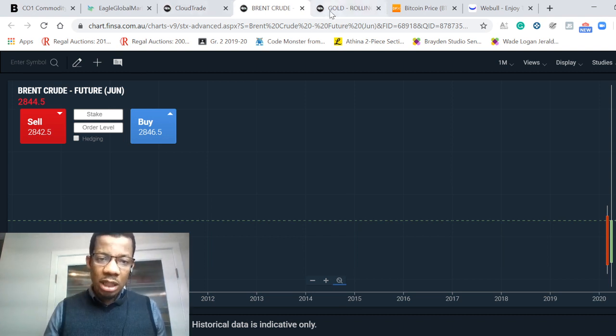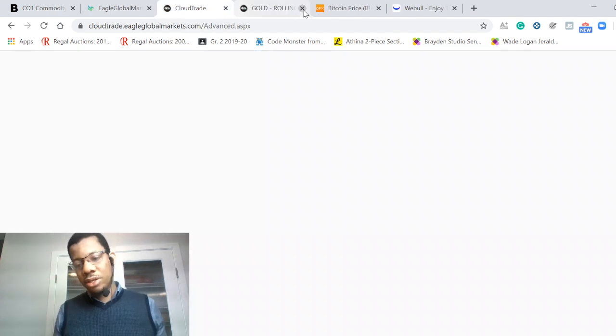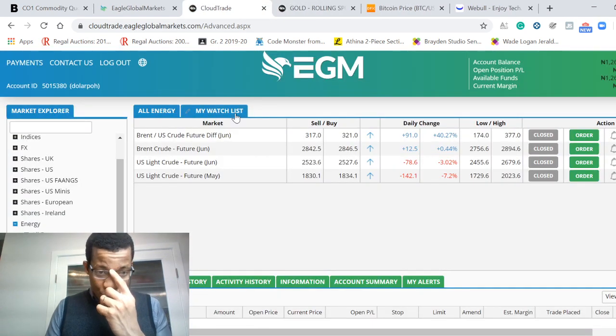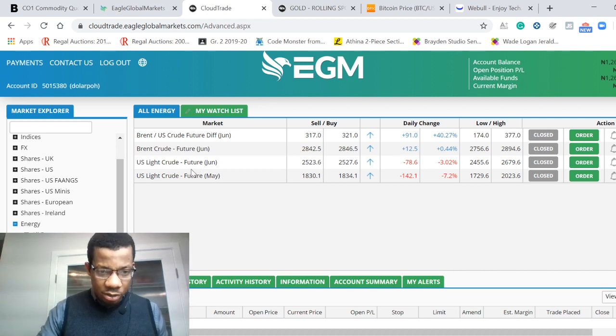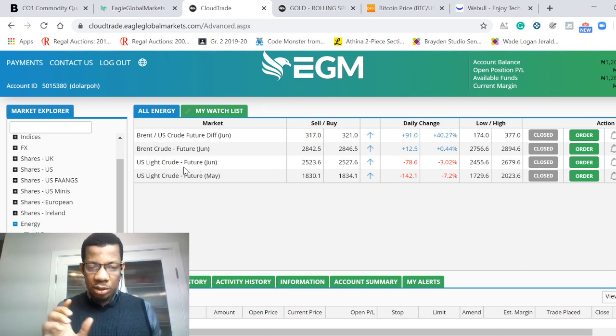Crude may not necessarily be the best because we're trading month to month, so all the data you get is from one month to another, not necessarily across months, because this is a future, so it's a monthly traded product.